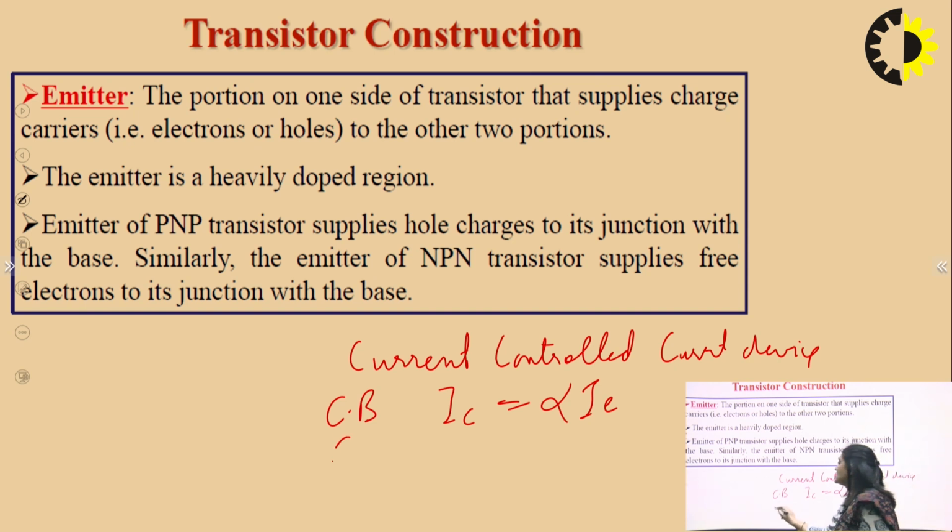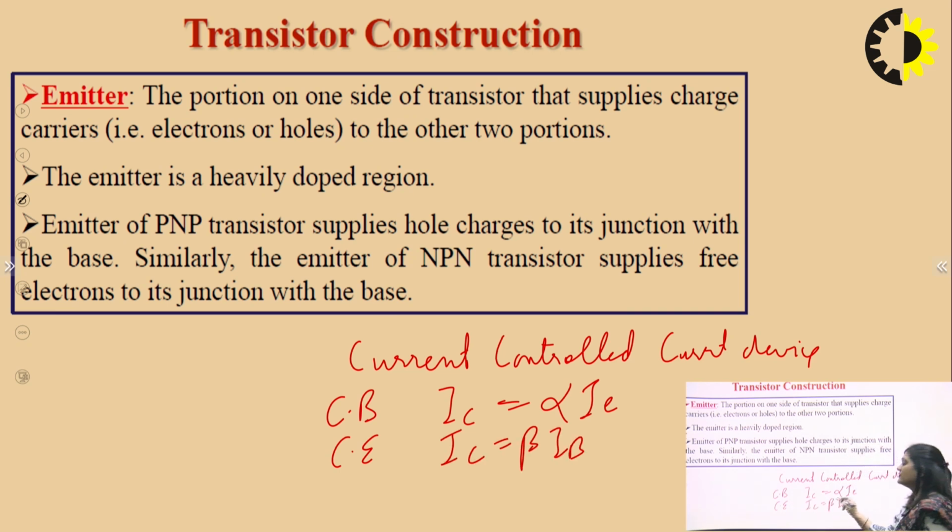Like in case of the common emitter configuration, IC is the output current and it is controlled by the base current, by the amplification factor beta. So this is why BJT is called a current controlled current device, because the output current is controlled by the input current.